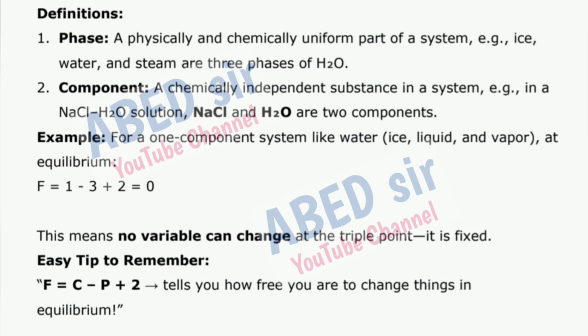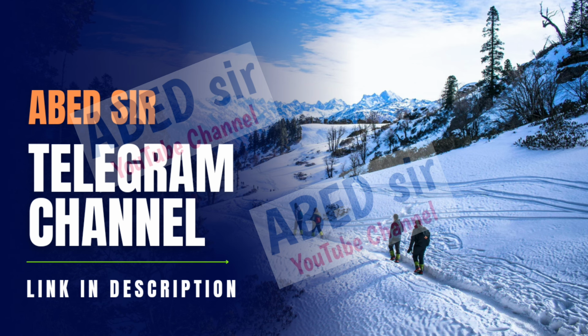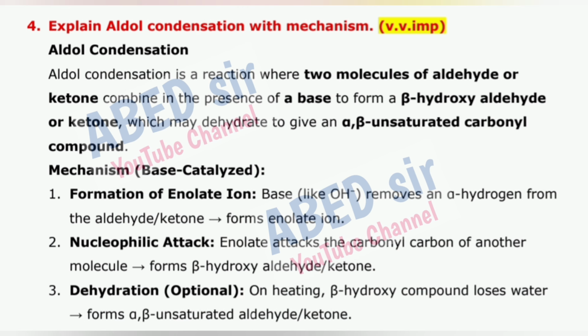Example, for a one-component system like water, ice, liquid, and vapor at equilibrium, F = 1 − 3 + 2 = 0. This means no variable can change at the triple point, it is fixed. Easy tip to remember: F = C − P + 2 tells you how free you are to change things in equilibrium.